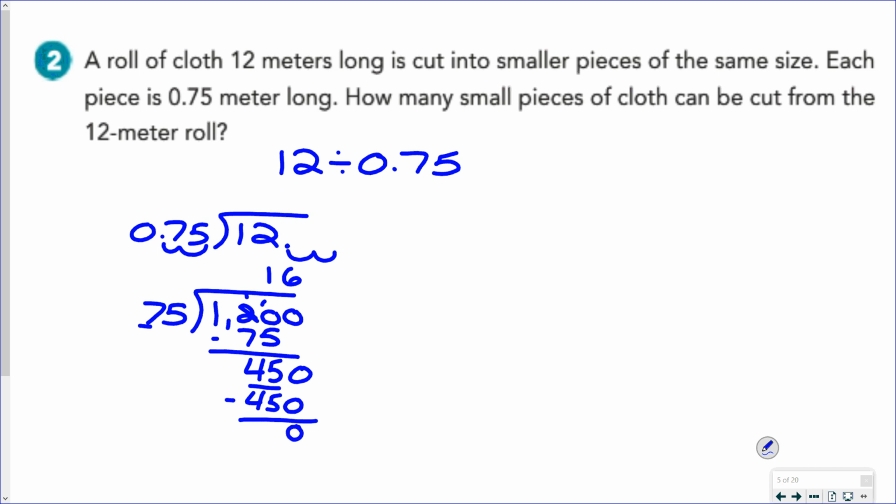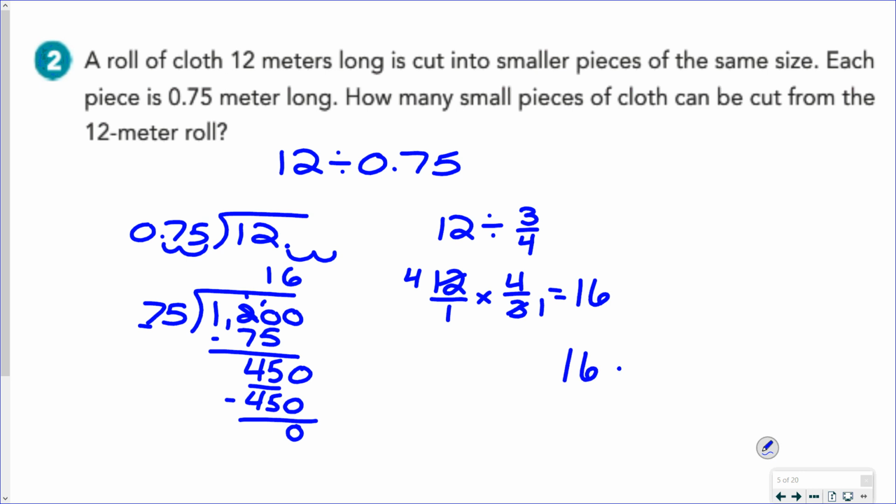And of course, another way we could do this is with a fraction, because when you see 75 hundredths, hopefully you realize that 75 hundredths is equivalent to 3/4. So you could have 12 over 1 times 4 over 3. Do some simplifying here. 4 times 4 is 16. So either way we do this one, we would get an answer of 16 pieces.